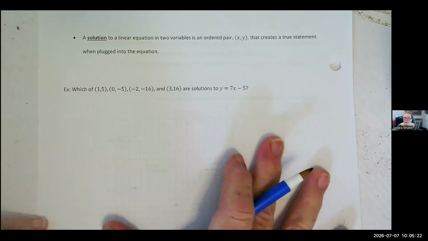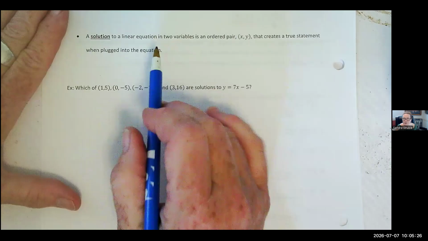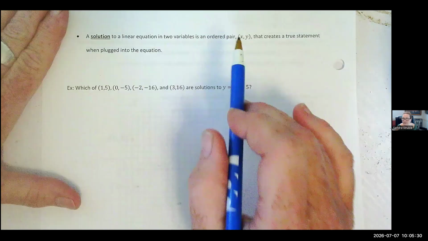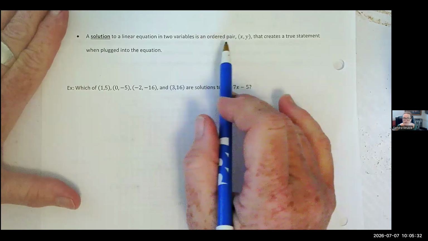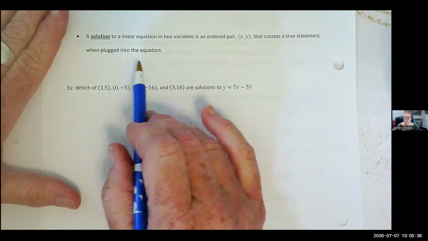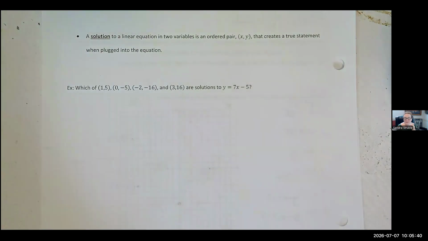A solution to a linear equation. A linear equation is just a line that has 2 variables. And it's an ordered pair, x, y, that creates a true statement when plugged into the equation. I'll show you what I'm talking about. This is just going to plug and chug and then simplify to see if it works. We've done something like this before.